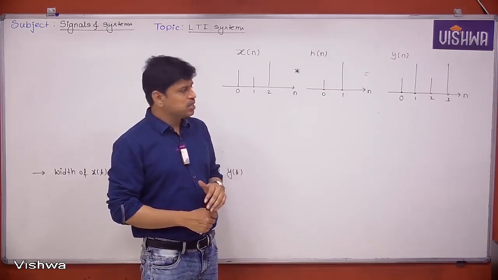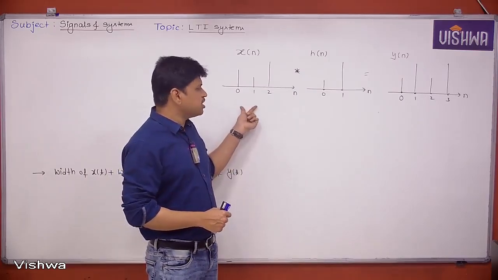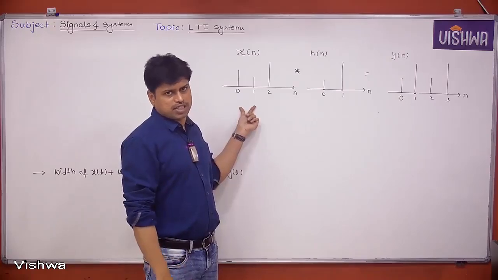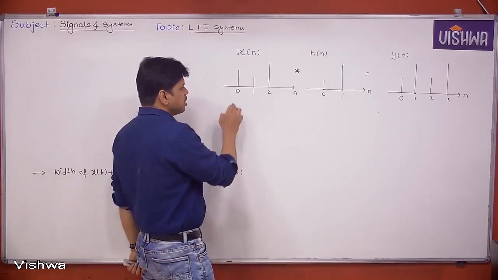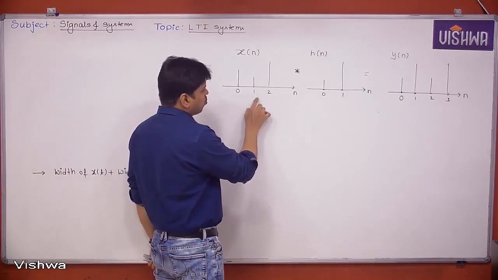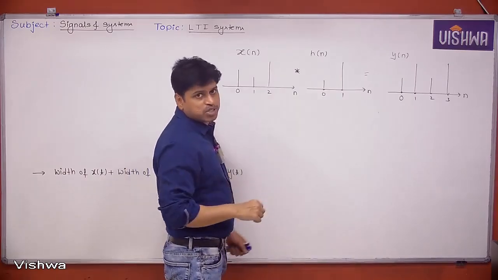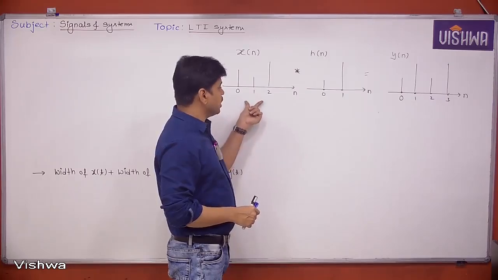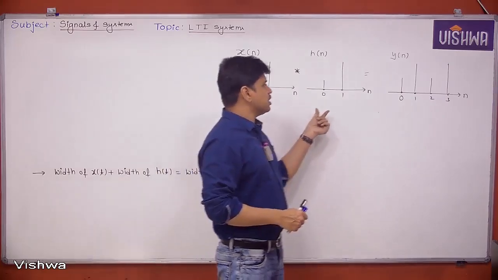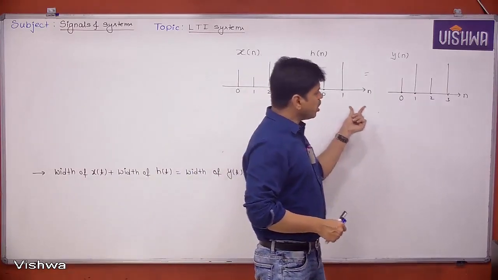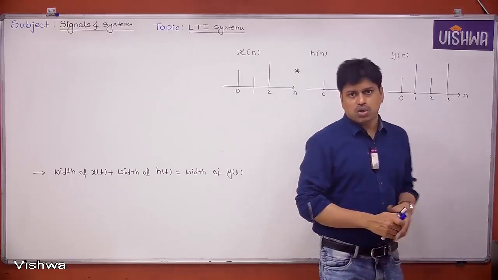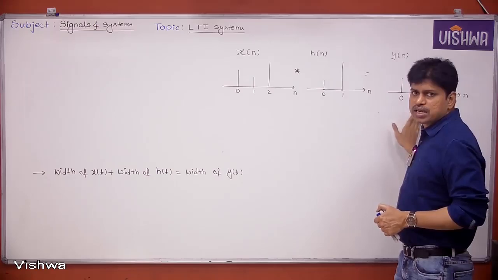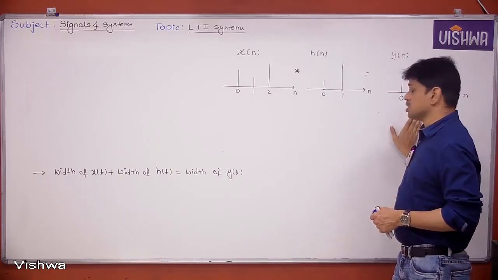What we will do is, the width of a signal in discrete time is nothing but the number of samples. So what we have to check is how many samples there are: 0, 1, 2. That is 3 samples. So here the width of x of n is 3. Remember, number of samples is equal to 3. Here the number of samples is equal to 2. How many samples are there? 4. So 3 plus 2 has to become 5, but instead we are getting y of n having 4 samples.